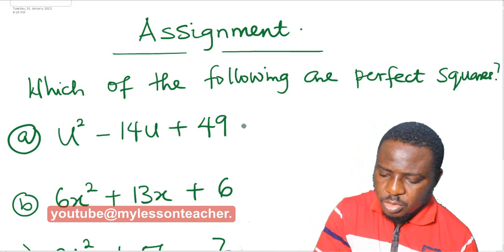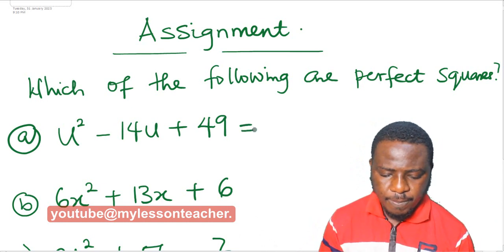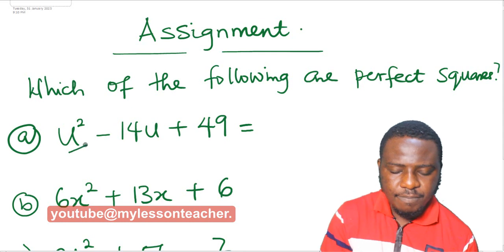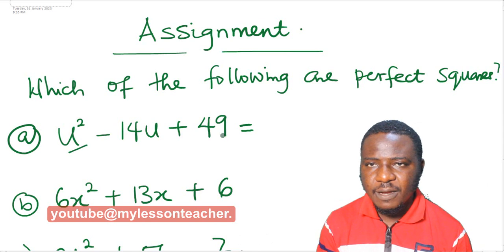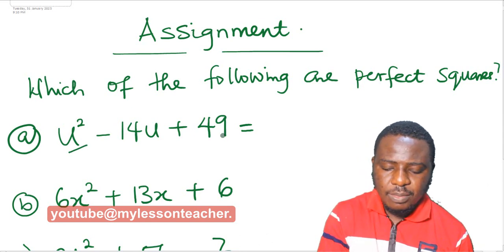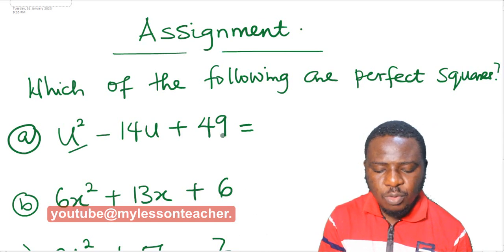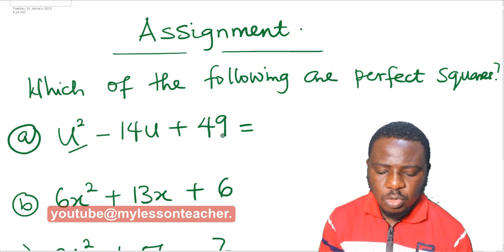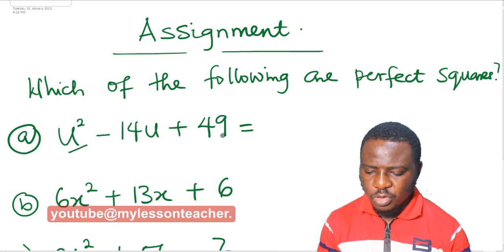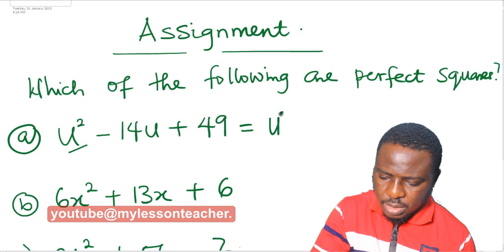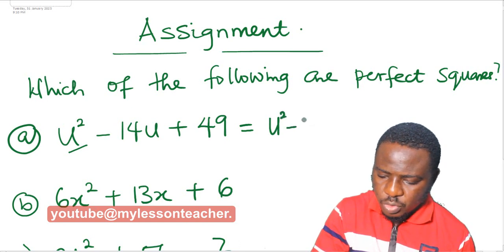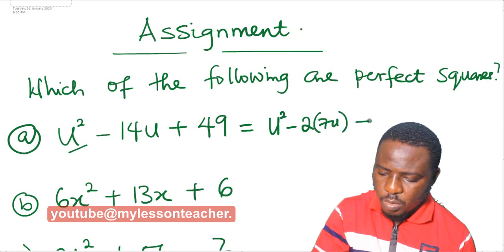So let's look at question number 1a. If you look at the first term, is u squared a perfect square? Yes. Is 49 a perfect square? Yes. And minus 14u, is it twice the product of the square roots of these two? Yes. But in order for us to get it right, let's do it this way. I'll take this to be u squared minus 2 times 7u plus 7 squared.